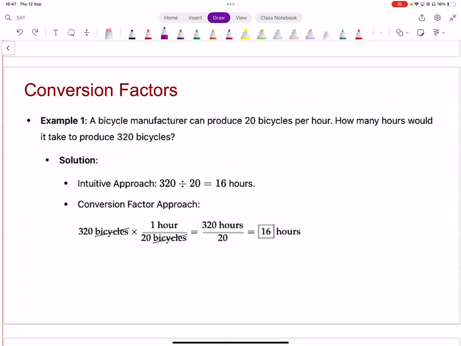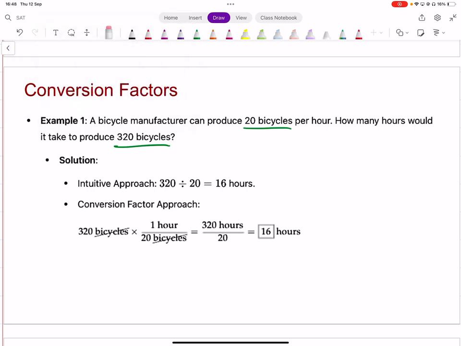Let's take an example. Let's say we have this bicycle manufacturer who can produce 20 bicycles per hour. How many hours would it take to produce 320 bicycles? Now, it's a fairly straightforward problem, right? You could directly say it should be 320 over 20 and that is 16. 320 is the total number of bicycles. We can make 20 per hour. So how many hours will we need? 320 divided by 20, that's 16, right? That's the intuitive way of doing this.